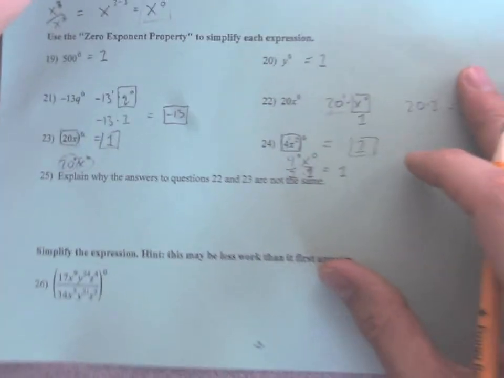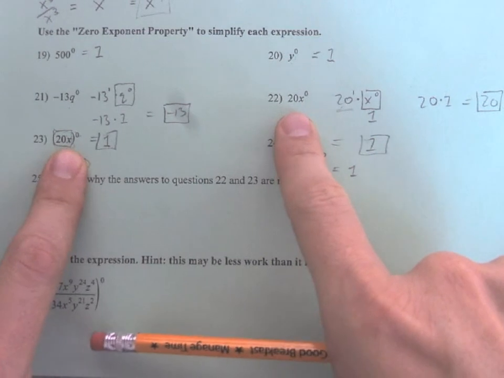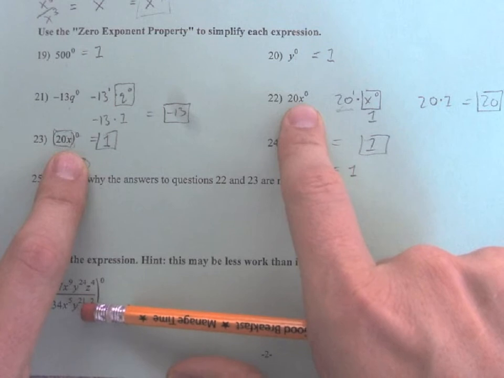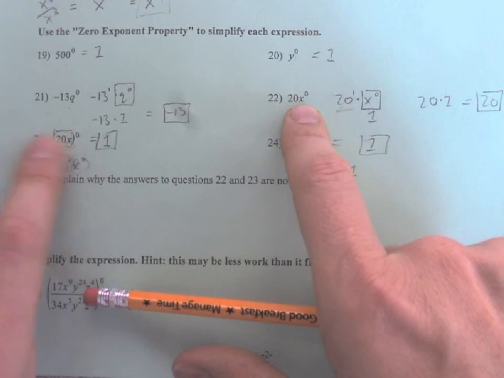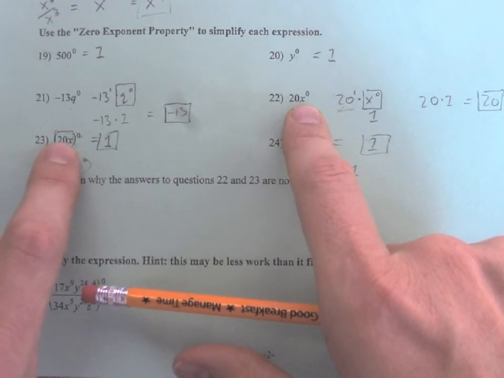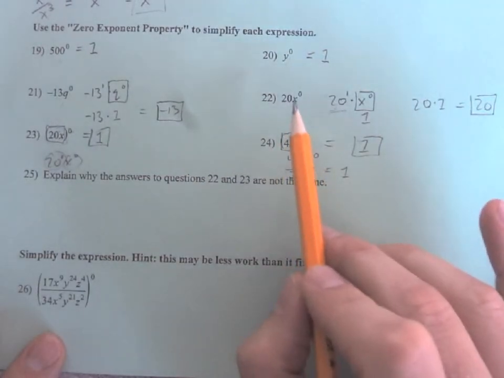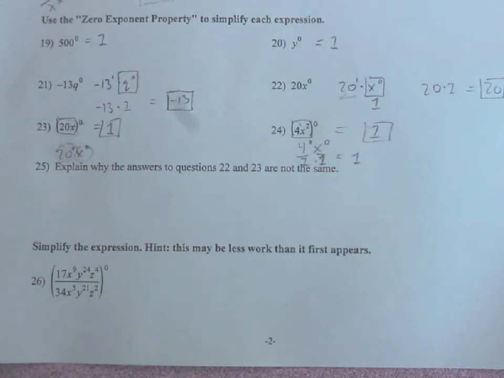Okay, so 25, we kind of talked about this already, and again, you're going to use your own words to describe what's happening. But the main difference here was which pieces were being raised to the 0 power. In here, only the x was being raised to the 0 power, and so that's the piece that turns into a 1. Here, everything was raised to the 0 power, which means that whole chunk, 20x to the 0, turns into a 1. So not everything is raised to the 0 power in here, and it has to do with the parentheses, changing the order of operations. So you can write something to that effect in number 25 in your own words, but that's the idea.